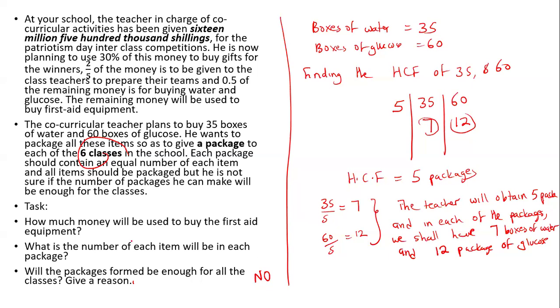So that is the reason. And here the important statement is saying no, and then saying why. Because the number of packages formed is 5, yet the school has 6 classes. So the number of packages will be less for the school. That is how you respond to that item.